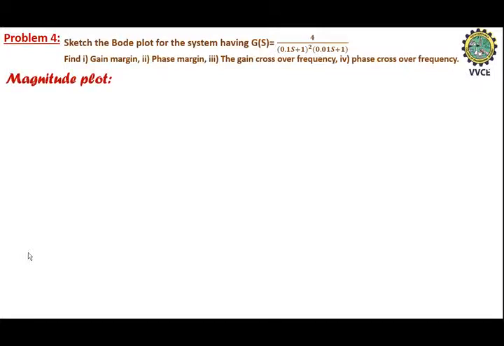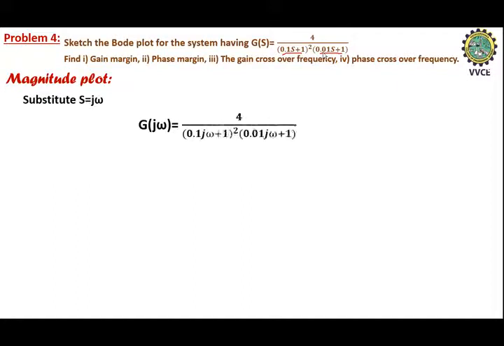So for the magnitude plot, first check whether the given transfer function is in the standard form or not. So here it is in the time constant form, 1 plus st. Okay, now substitute s equal to j omega for frequency response. So G(j omega) will become 4 divided by this expression.